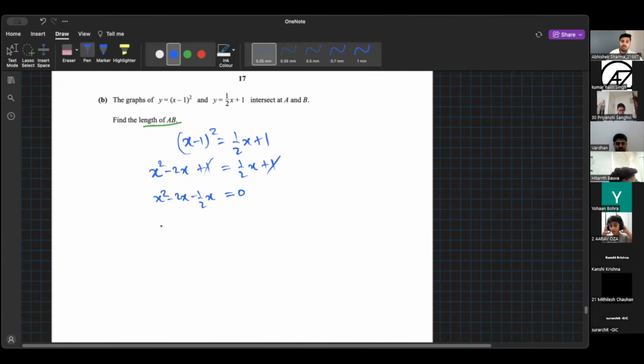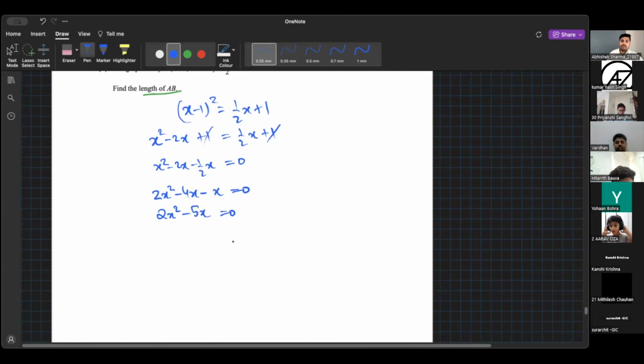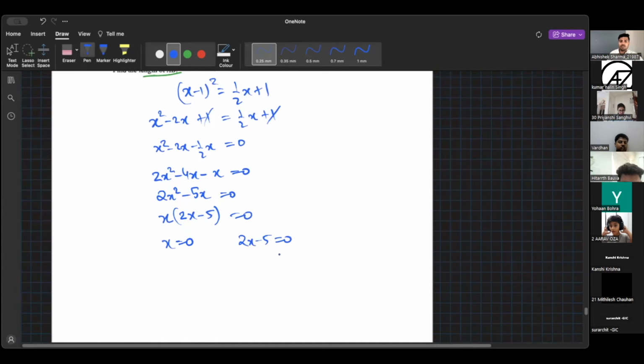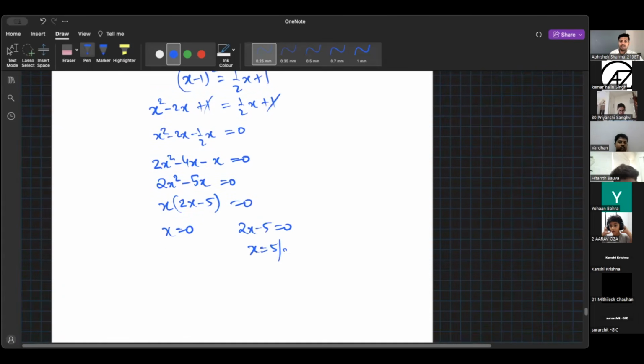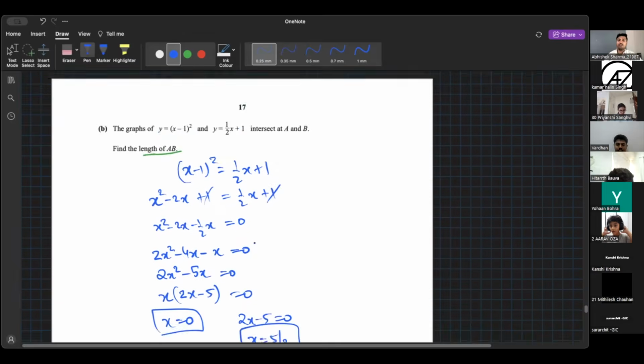So it's going to be multiplied by 2 completely. So 2x square minus 4x minus x equals 0. 2x square minus 5x equals 0. x is common. So x(2x minus 5) equals 0. Take x equals 0 and 2x minus 5 equals 0. So here you will get another value as 5 by 2. 0 we were already aware of, and another value is 5 by 2.